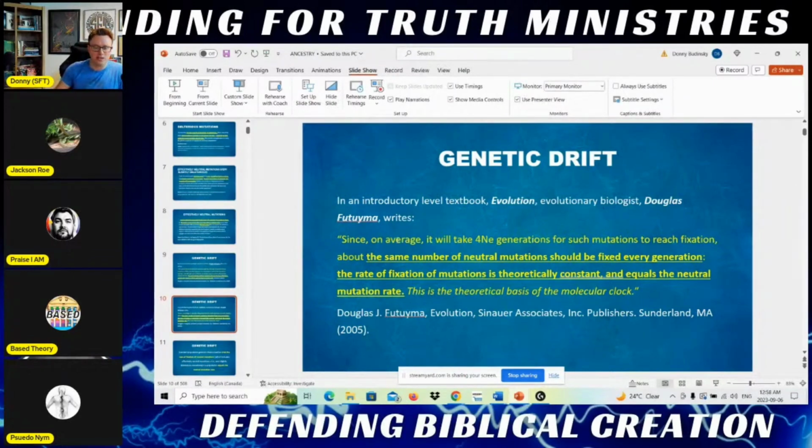As Fatuma says, since on average it'll take 4 Ne generations for such mutations to reach fixation in a population, about the same number of neutral mutations should be fixed every generation. In the evolutionary scenario, you have mutation-drift equilibrium.